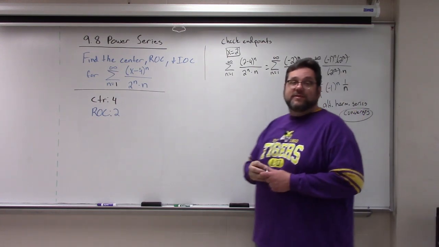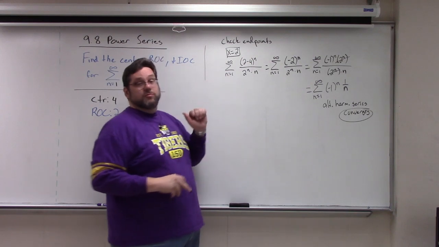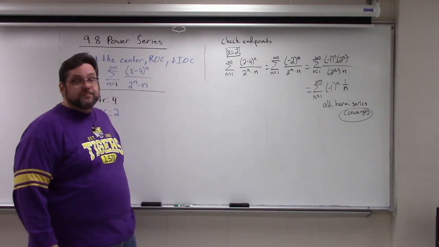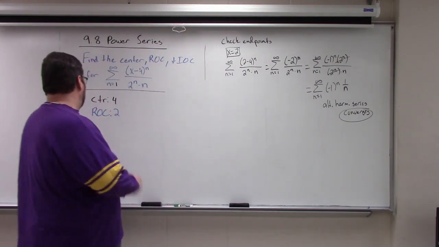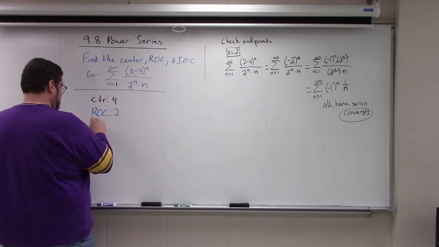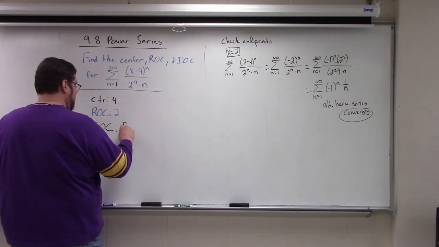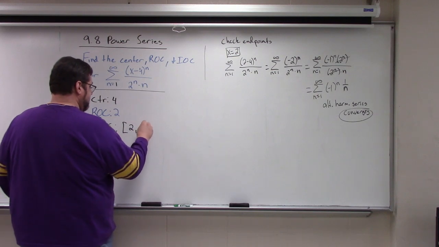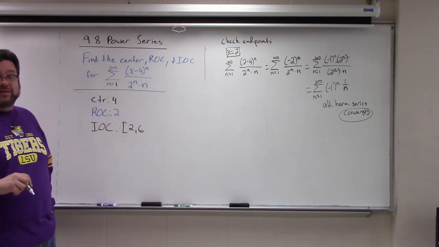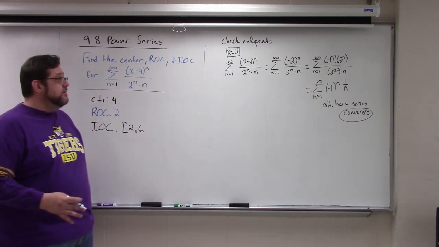So that means that we converge at 2. All right? So our interval of convergence is going to be closed at 2, and then it's going to go to 6. I don't know what happens at the end at 6 yet. I have to check that.